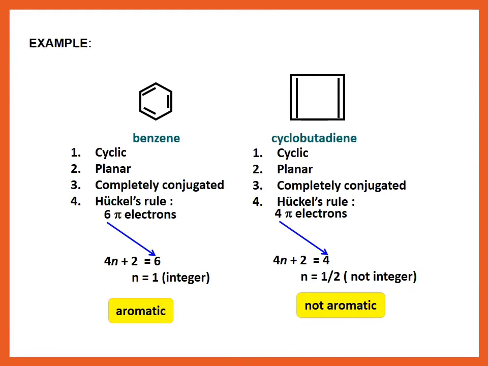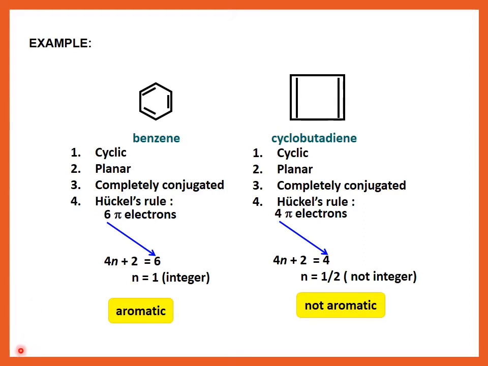Okay guys, look at this example. We have benzene here and cyclobutadiene. If you look at the answer, we know that benzene is an aromatic compound, but cyclobutadiene is not an aromatic compound. Walaupun sebenarnya cyclobutadiene dah memenuhi syarat yang ketiga tadi. Kan pertama, kedua, ketiga dia memenuhi syarat. Tapi yang keempat, cyclobutadiene tidak memenuhi Huckel's rule.